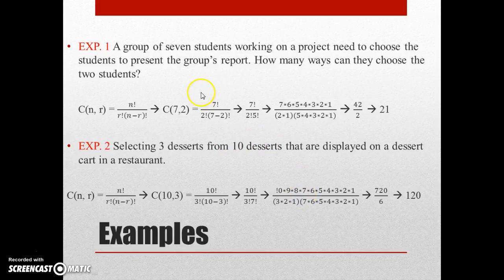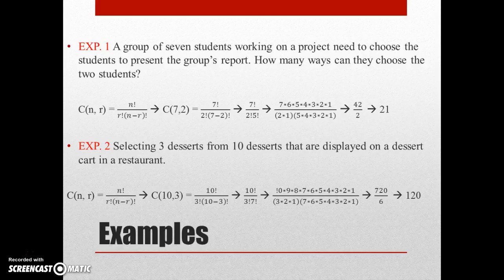So let's take a look at an example, because what better way than to see it. Example number 1: A group of 7 students working on a project need to choose the students to present the group's report. How many ways can they choose the 2 students? Let's think about it real quick. Here we see that it doesn't matter who's chosen first or who's chosen second. These 2 students are still going to be the presenters. So that's how we know that it's a combinations formula.